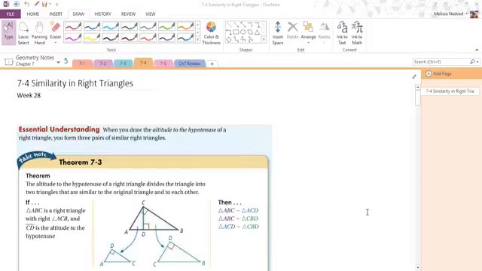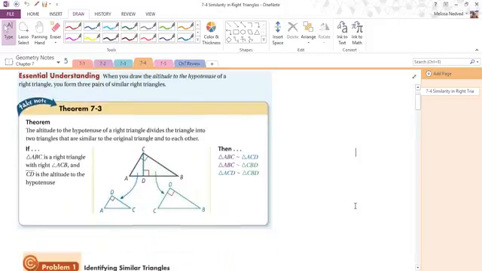Let's take a look at Chapter 7-4, where we're going to be exploring more about similarities, specifically in right triangles. If we take a right triangle and draw in the altitude, which remember is like the height of a triangle, specifically the altitude that goes from the right angle at 90 degrees to the hypotenuse, we divide our triangle up into 3 triangles.